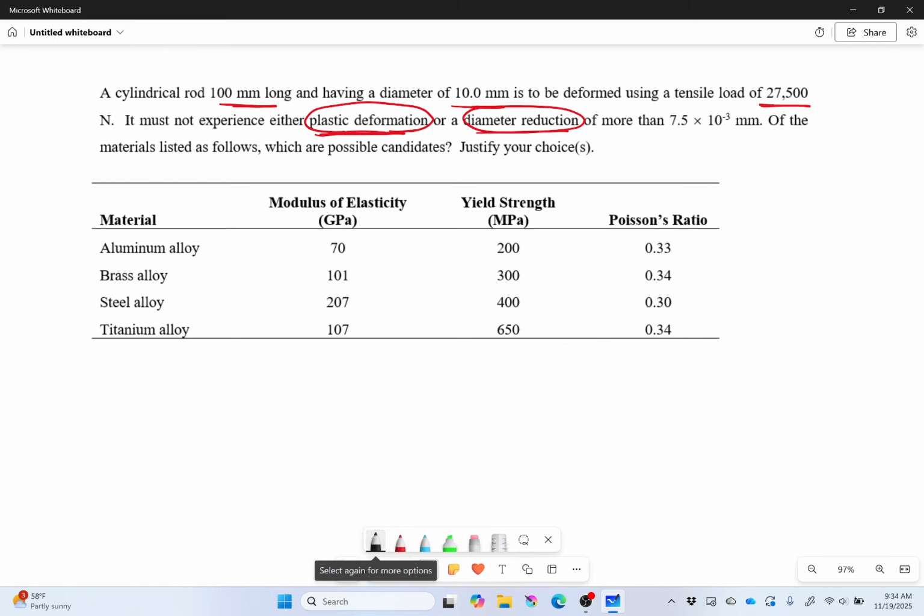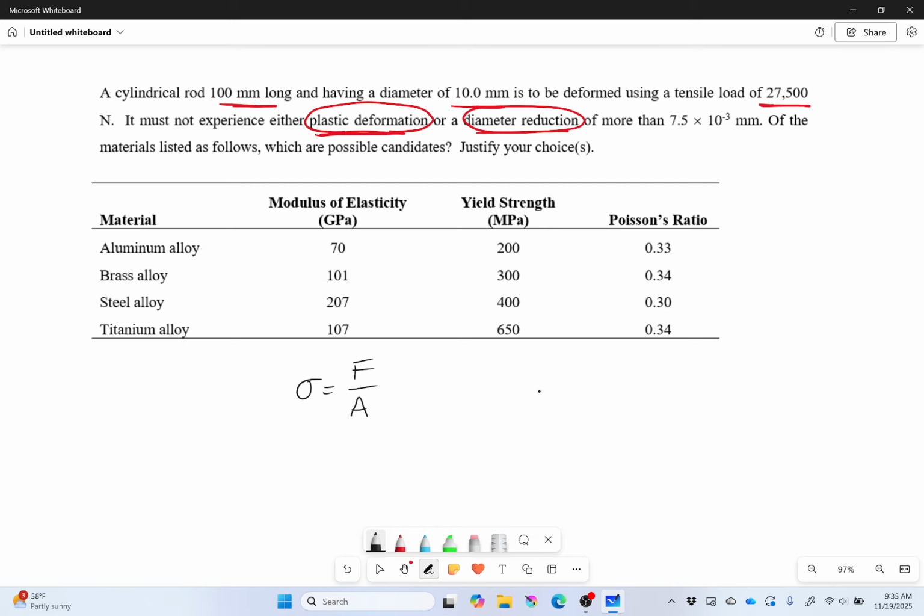So plastic deformation means that I'm not going above my yield strength. So for this particular stress, whatever stress it is for this load, I'm just going to say testing load, is going to be less than my yield strength for that particular material. So let's go ahead and calculate what this stress would be when I have this 27,500 Newton load. So stress is equal to force over area.